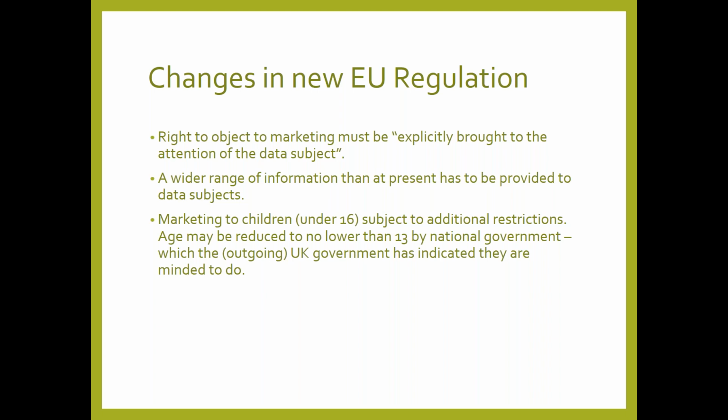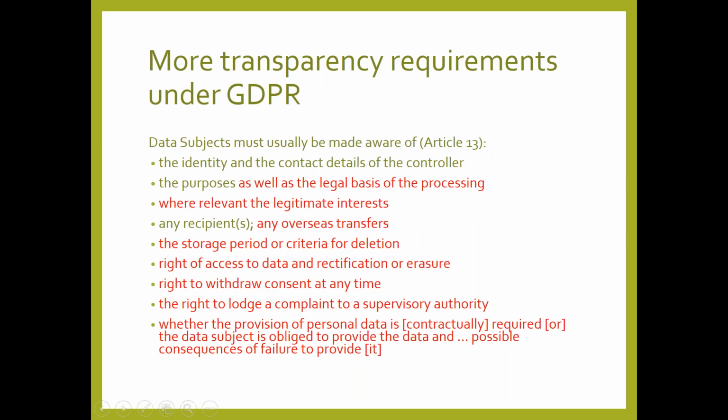I'm not going to say anything about the marketing to children in this webinar because we don't have time to cover everything. So what kind of wider information do we have to provide? Well, the red items here are all the things that are added by GDPR. So the green ones are what we have to tell people already. The minimum things that we have to tell people already is the identity and contact details of the controller. That means the organisation that's using their data, the purposes it's being held for, and who it might be shared with.